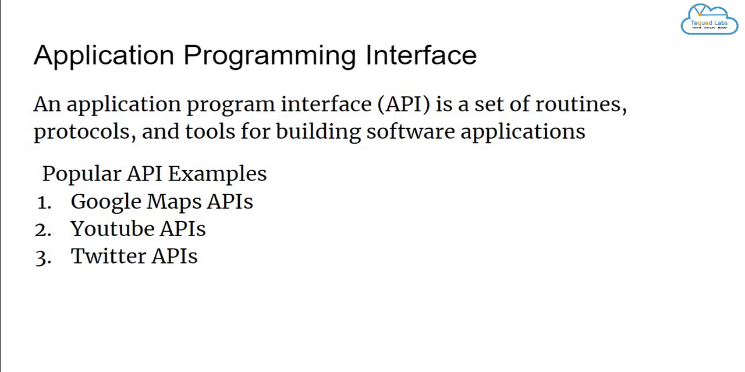Now, what exactly is an API? There are a few examples called Google Maps APIs, YouTube APIs, Twitter APIs, right? There are so many APIs available in the world right now. But let us understand what exactly an API is.